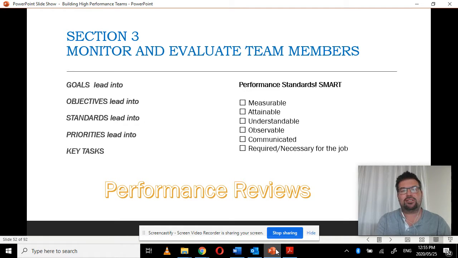Now we're going to be going to the next section. It's called section 3. It's monitoring and evaluating team members. Now we need to constantly be making sure that people are performing well. If they're not pulling their weight, if they're not contributing to the team targets, well, then we need to be able to coach them or to help them or to guide them or to get rid of them, but we need to monitor and make sure that they are actually contributing in the way that you want them to contribute.